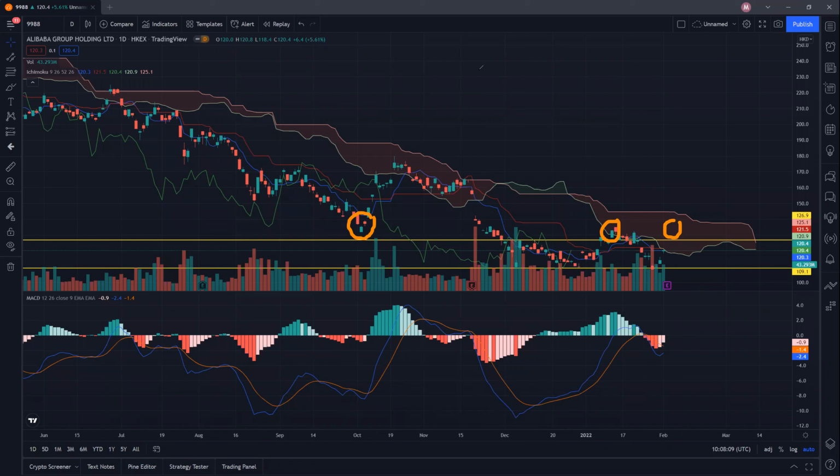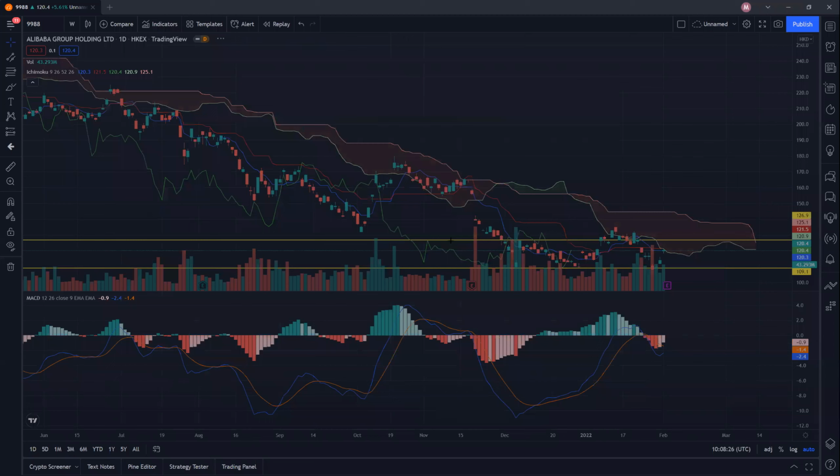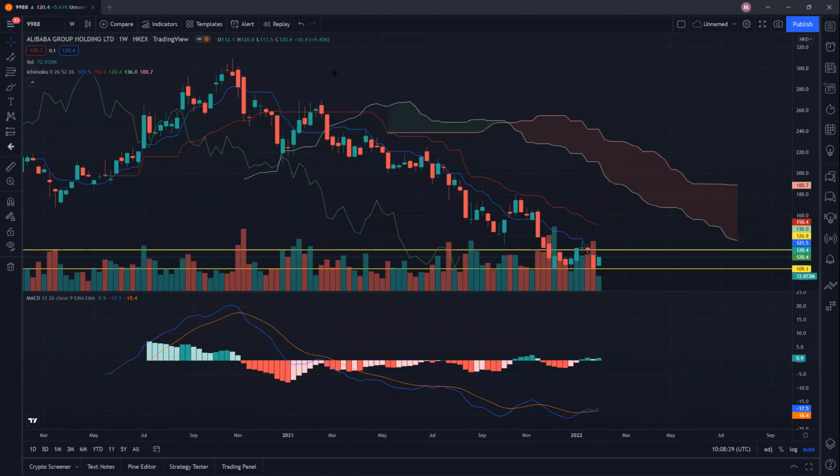Likewise, the MACD did cut below, but we can see that the histogram is turning white. So there is an opportunity that the blue line can cut above the orange line and continue heading up further. If you look at the MACD on the weekly charts, it's the same as BABA. You can see that it's accumulating, and the blue line is still above the orange line, even though we are in bearish territory.